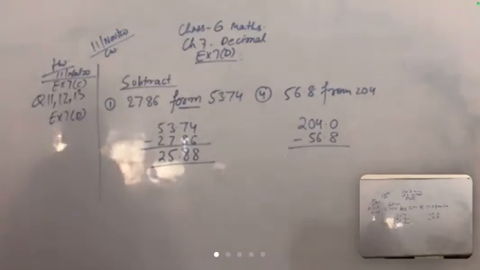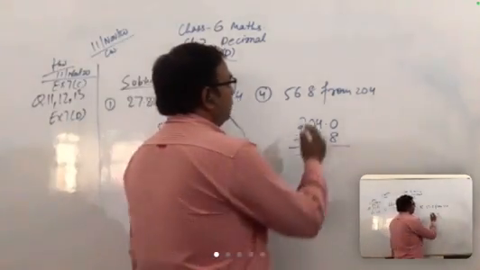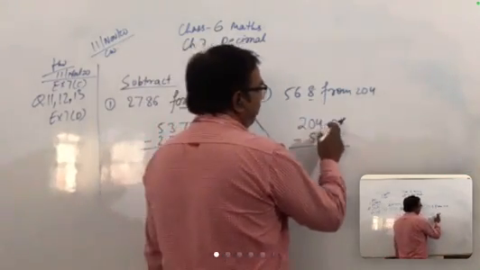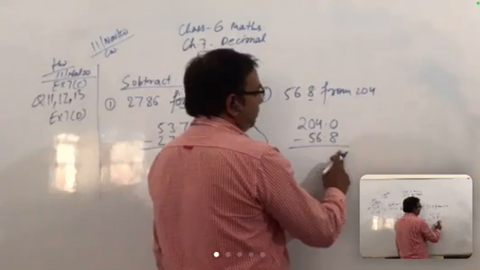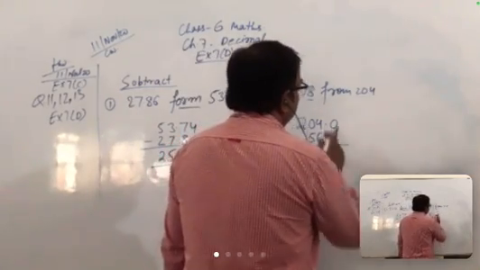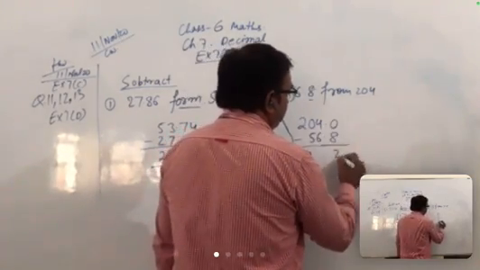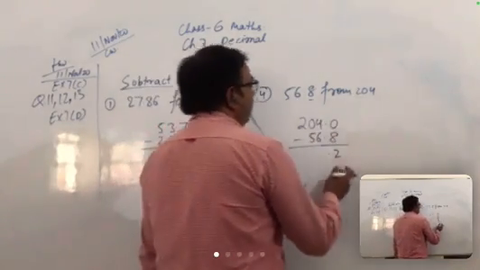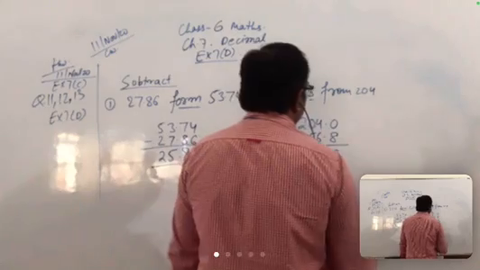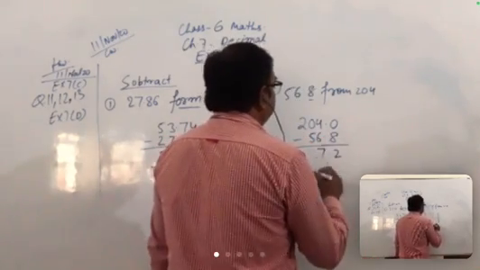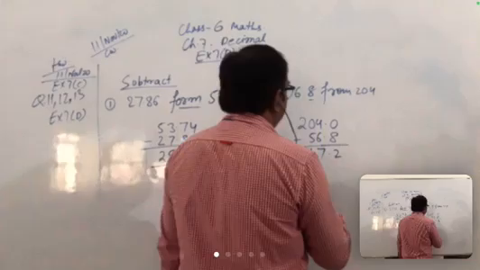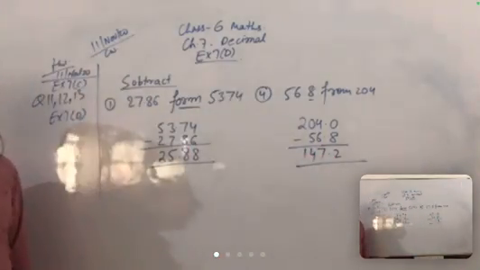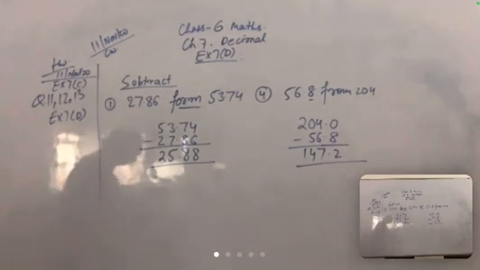So here, 56.8 from 204. We know that the decimal place is tenths. So we have to write 204.0 minus 56.8. Then subtract it: 10, 8. You do your own calculation for this, don't see my calculation. 10 minus 8 is this. 13 minus 6 is 7. And now 9, 4, and this is 1. So it will be 147.2. Clear?